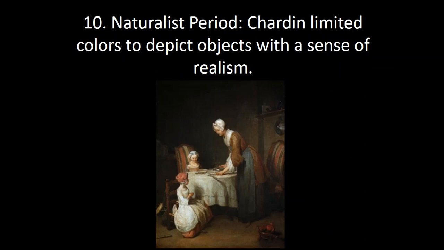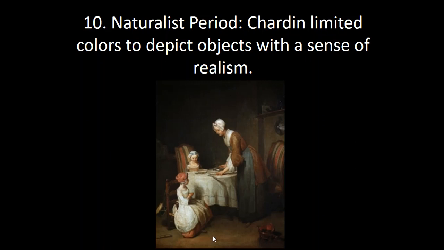Number 10, Naturalist period. Which of the following statements describes the naturalist paintings of French artist Jean-Baptiste Siméon Chardin? This is naturalism. We do a naturalism painting in this class, and the characteristics of that are to limit the colors to depict the objects with a sense of realism.